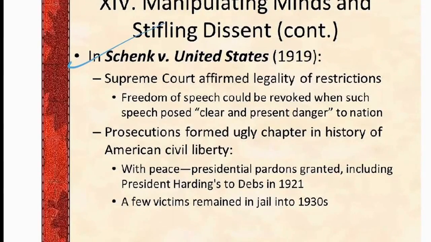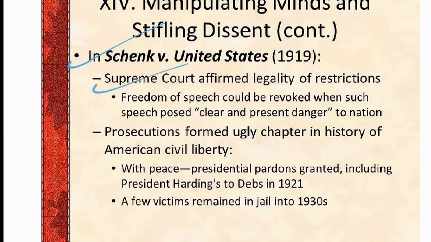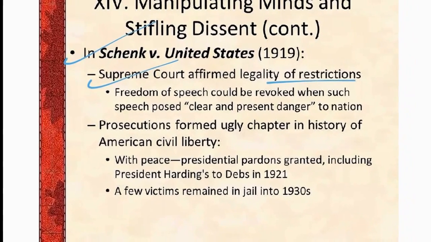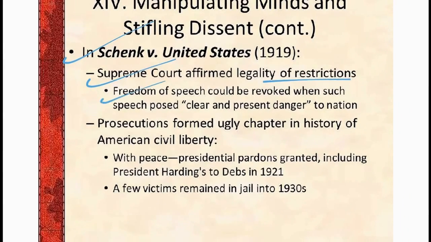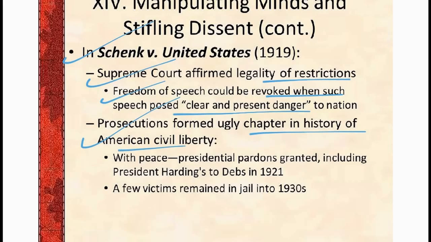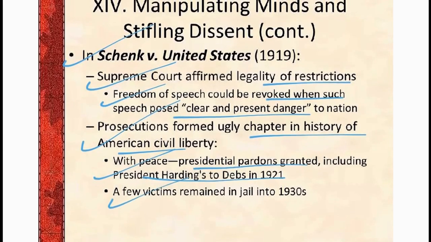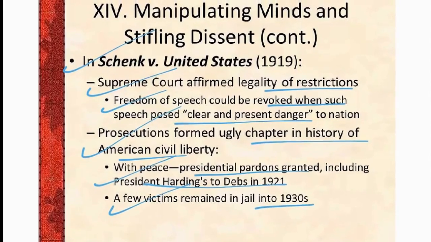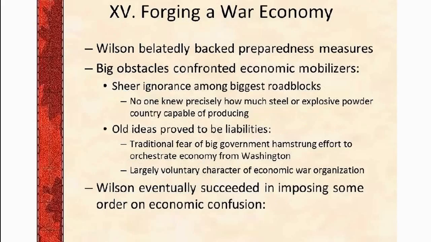In Schenck versus the United States in 1919, the Supreme Court affirmed the legality of these restrictions and said that freedom of speech could be revoked when such speech posed a clear and present danger to the nation. Prosecutions formed an ugly chapter in the history of American civil liberty. With peace, presidential pardons were granted, including President Harding's to Debs in 1921, but there were a few victims who remained in jail into the 1930s.